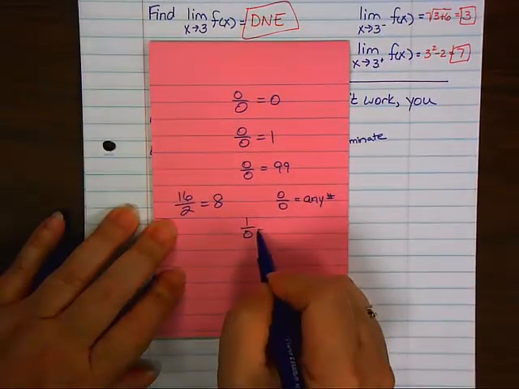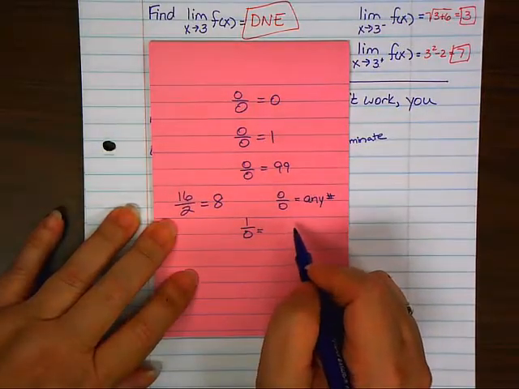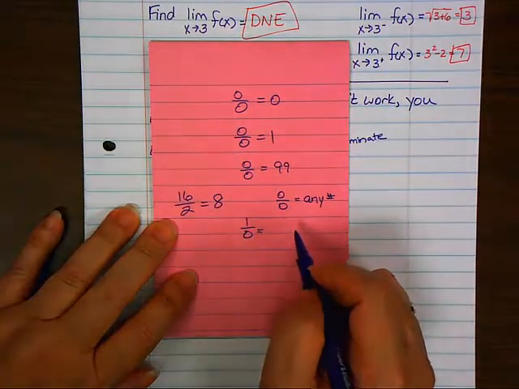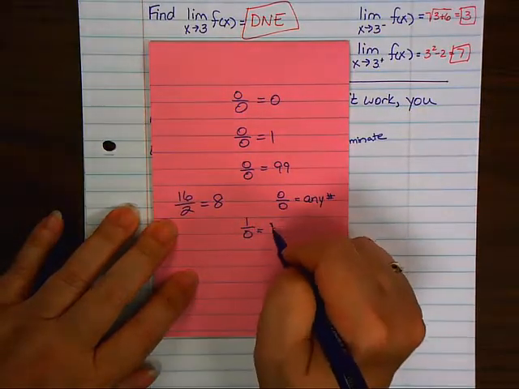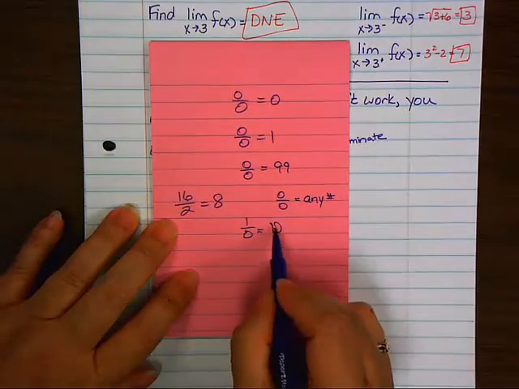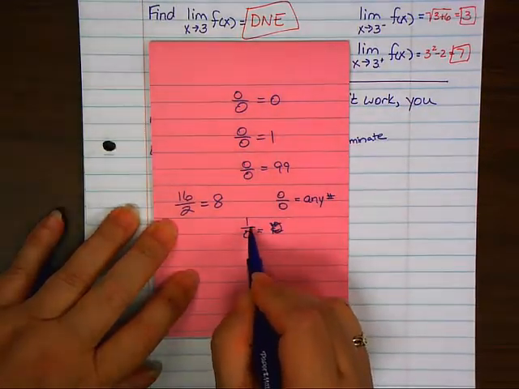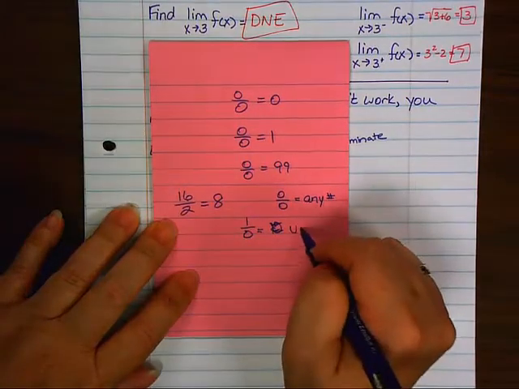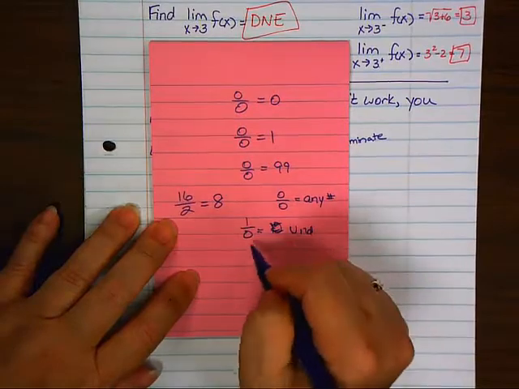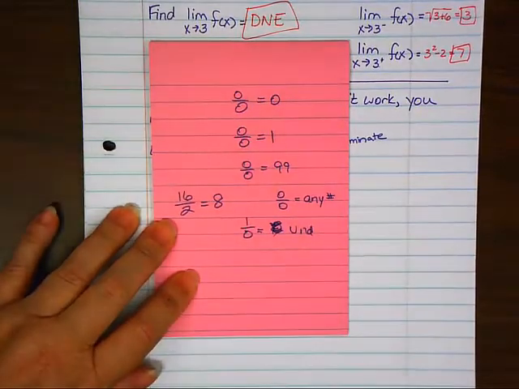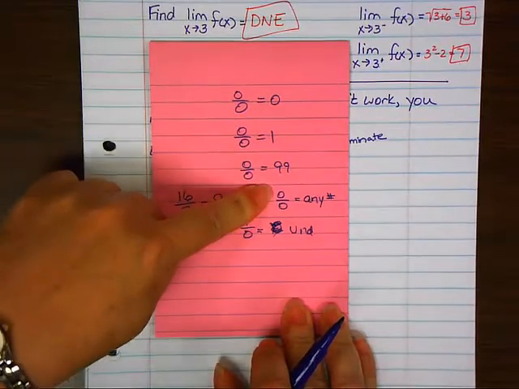Now 1 over 0, a little freshman might think that this is what? They might think it's 1, but does 1 times 0 equal 1? No. Or they might think it's 0, but does 0 times 0 equal 1? No. Does anything times 0 equal 1? That's why it's undefined. Okay? Because nothing times 0 will ever equal 1. That's why it's undefined.